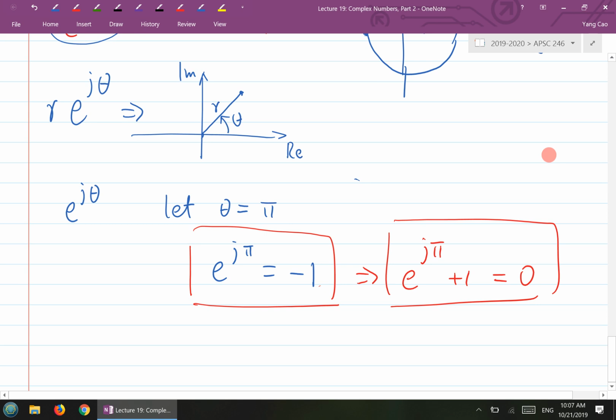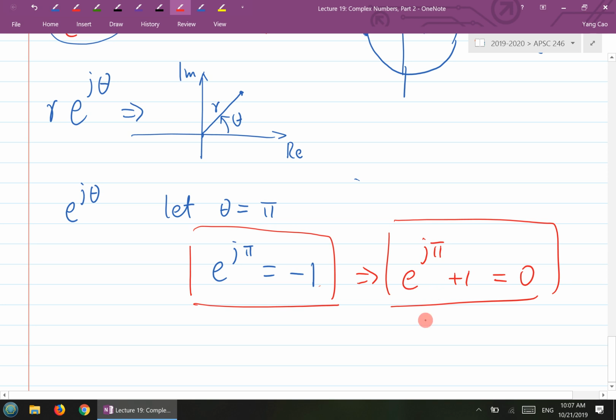Right? So now you don't realize how one equation relates all of the 5 seemingly unrelated constants here. As you probably learned, pi is important, right? We all know pi is important, we all know E is important, and we all know J is important. We all know 0 and 1 are important. But Euler's formula here relates the 5 constants in one equation.